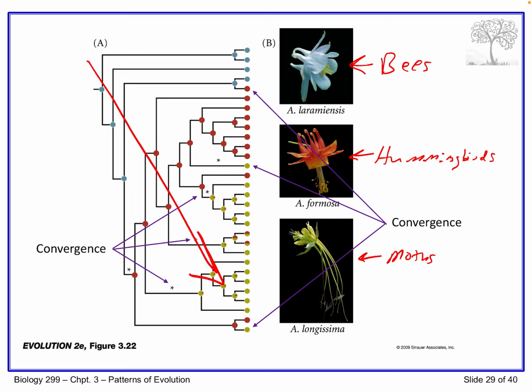All right. Oops, sorry. Convergence. Yes, I forgot to mention that. So these are examples of convergence, the ones I pointed out, where you had moth pollination evolving once here, and once here, for example. We also see it again right there. I missed that one. Sorry about that.